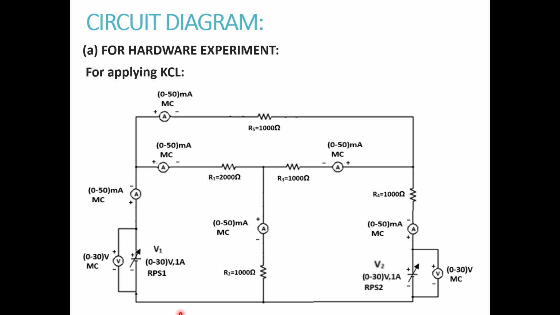So this is the given circuit. This is a practical circuit to verify Kirchhoff's current law. The algebraic sum of currents at each node in this given circuit should be equal to 0. You can pause the video and copy this circuit in your observation or record.